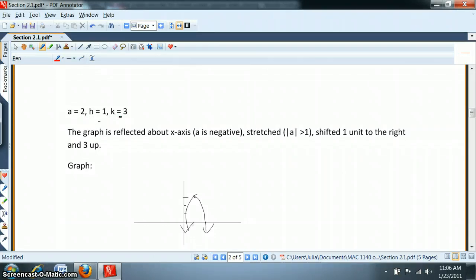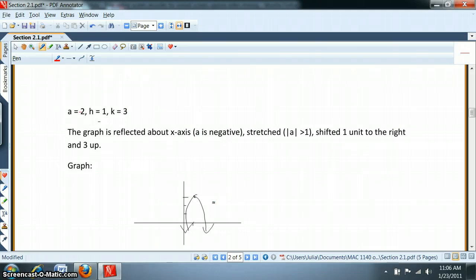So yes, a is actually negative, so we're going to have a reflection about the x-axis. It will be stretched because the absolute value of a, which is 2, is bigger than 1, and we are shifted 1 unit to the right because we had a minus in the original equation, and 3 units up.